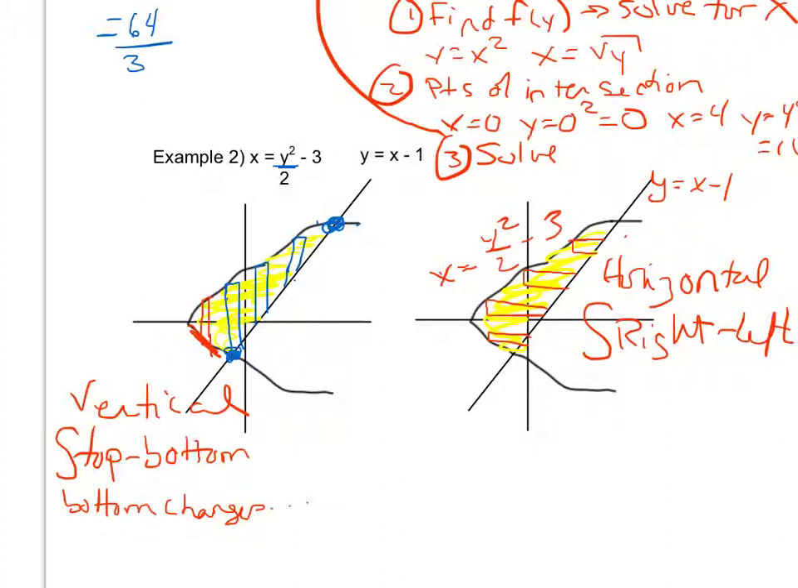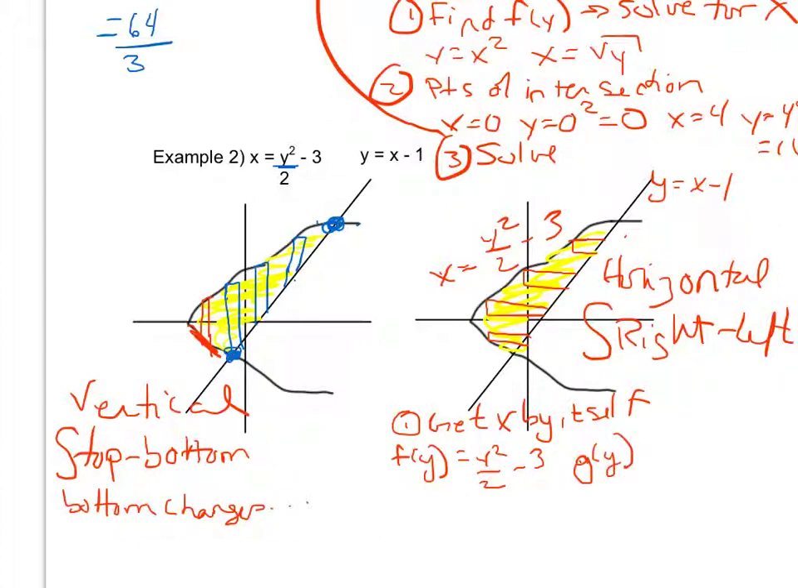So if I use the same steps as before, my step 1 is I have to figure out my f of y. So I have to get x by itself. A little bit different thinking than before. Well, notice that my first function, f of y, is already by itself. f of y is y squared over 2 minus 3. If I look at my other function, y equals x minus 1, I can add 1 to both sides, and I'd say g of y is just going to be y plus 1. I can leave it as x equals, it doesn't really matter.